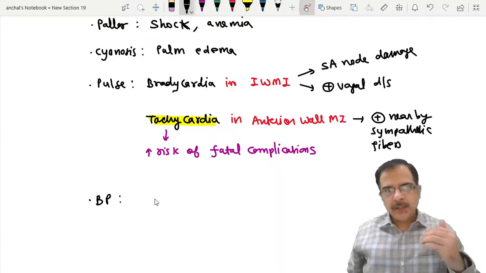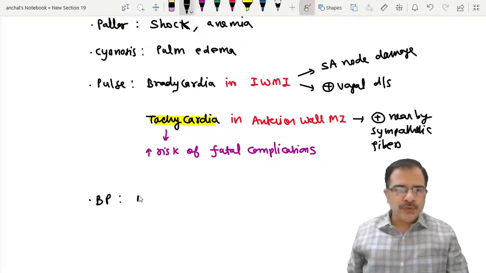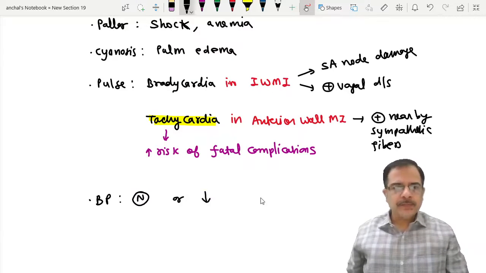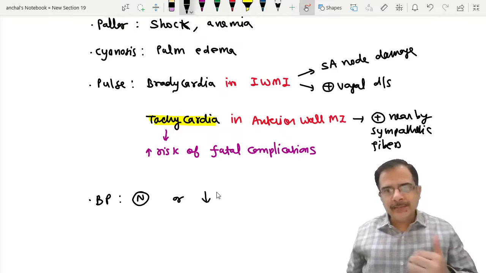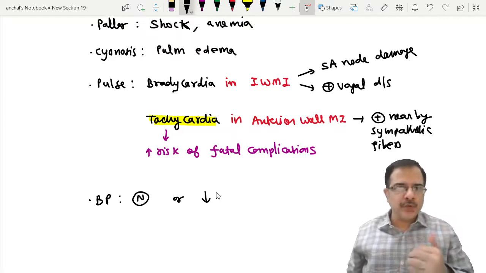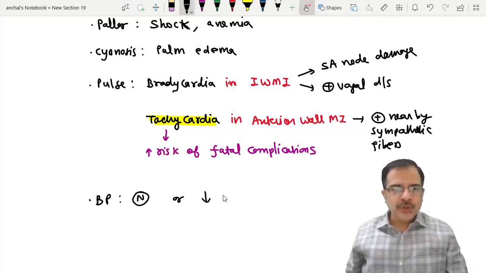So, blood pressure in most cases of myocardial infarction remains normal, or it can be reduced. And why is it reduced? Very simple. It is reduced because of shock, or mainly because of infarction due to right ventricle MI. Because of the right ventricle failure, the cardiac output will be reduced and the BP can fall.